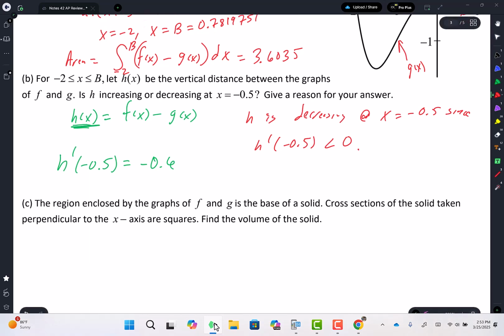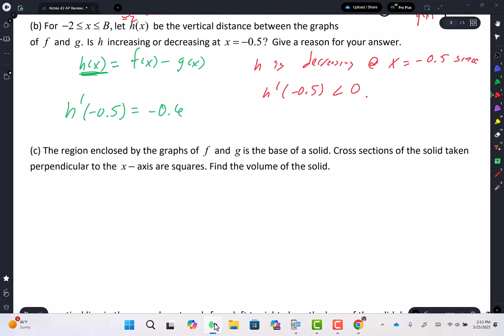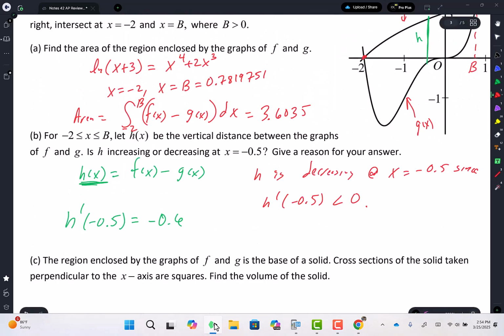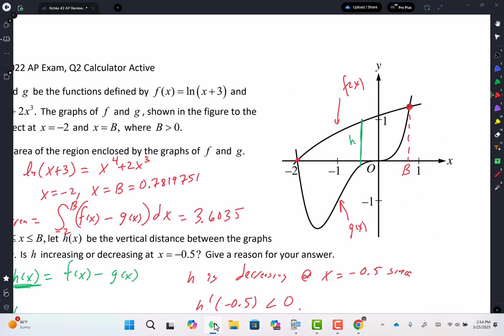Letter C. The region enclosed by the graphs of f and g is the base of a solid. Cross sections of the solid taken perpendicular to the x-axis are squares. Find the volume of the solid. I love it, guys. Okay. It's coming out of the board. It's perpendicular to the x-axis. It's coming out of the board.